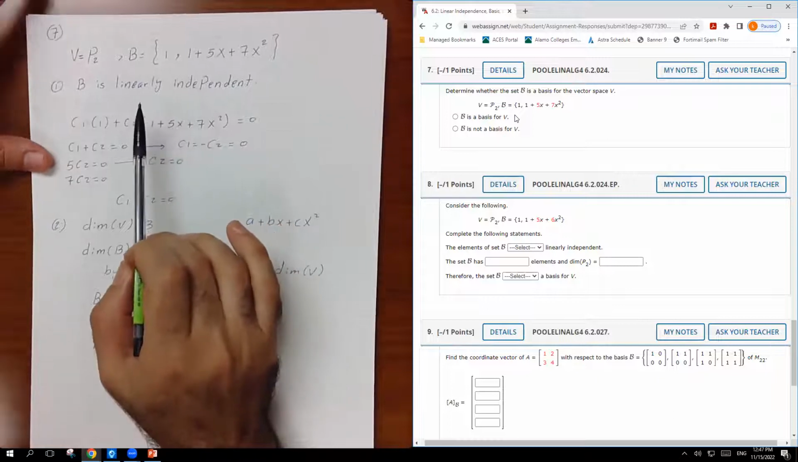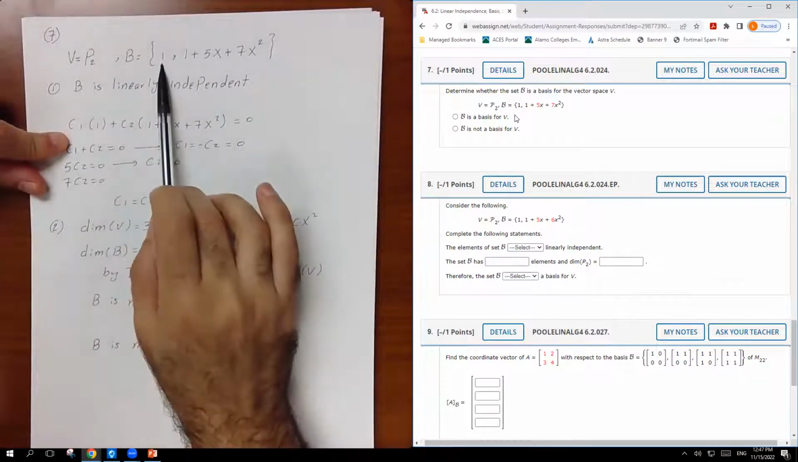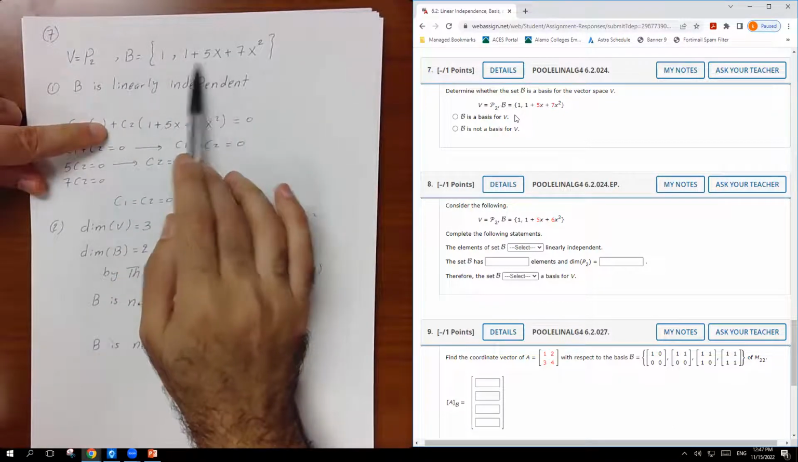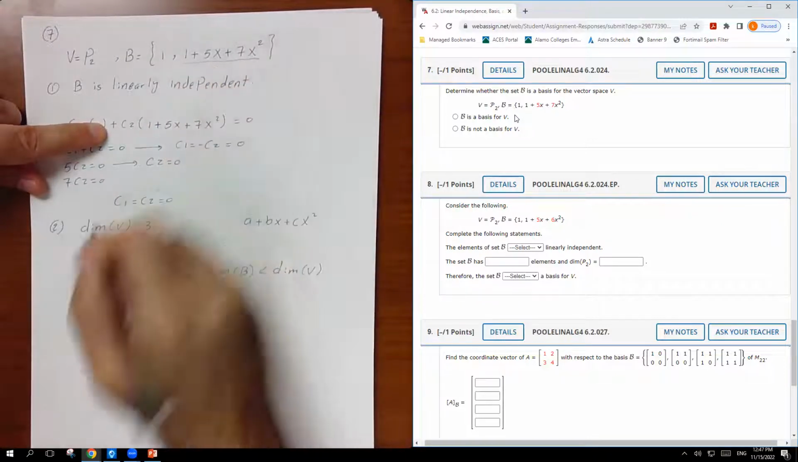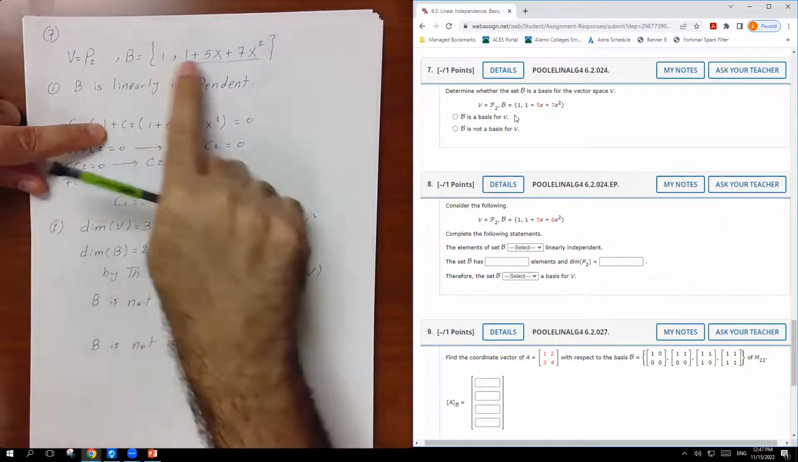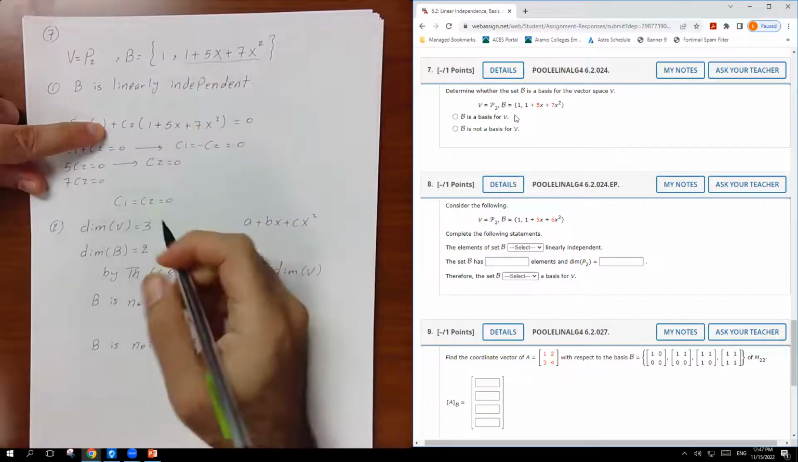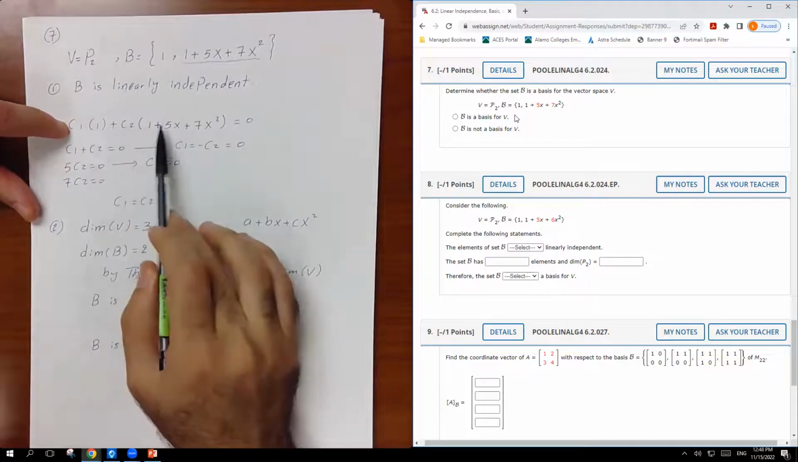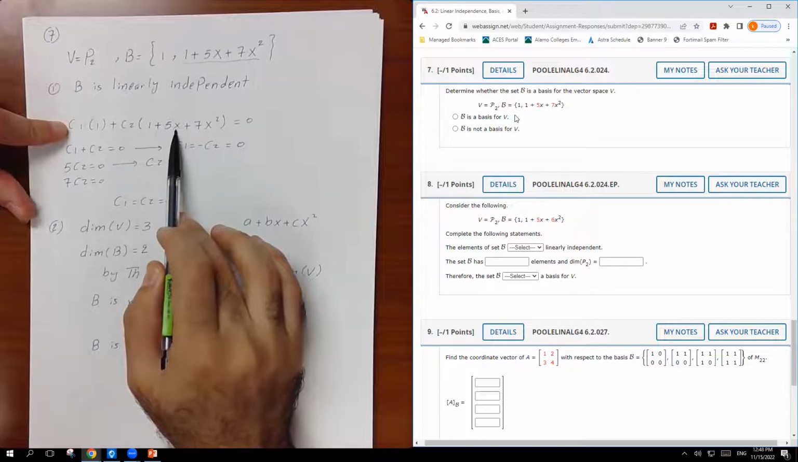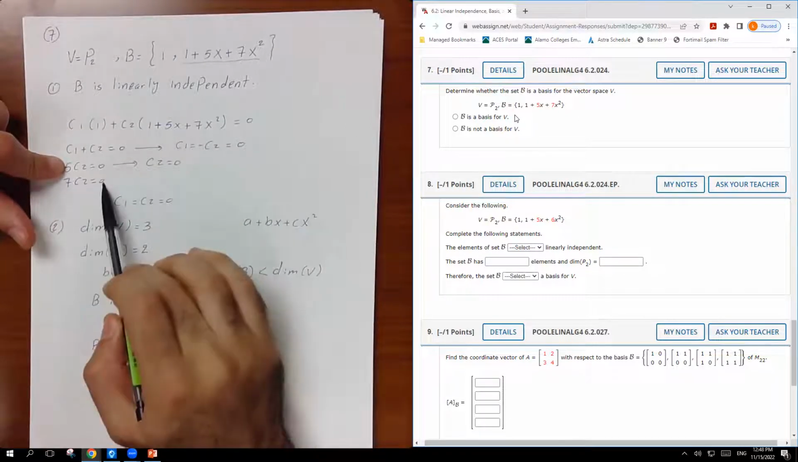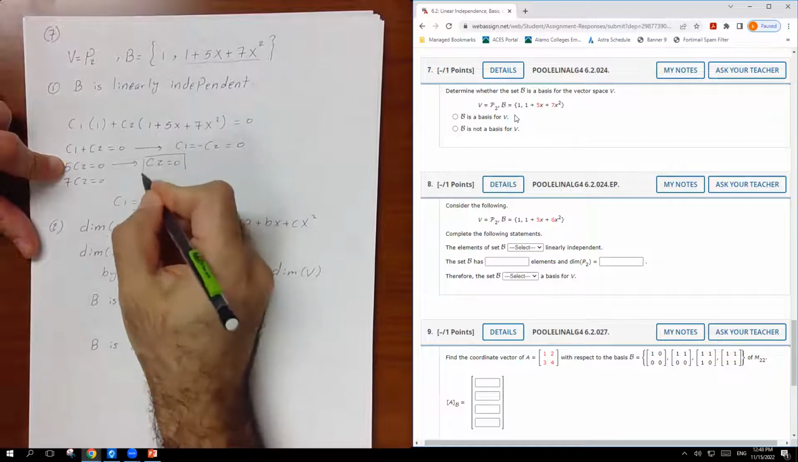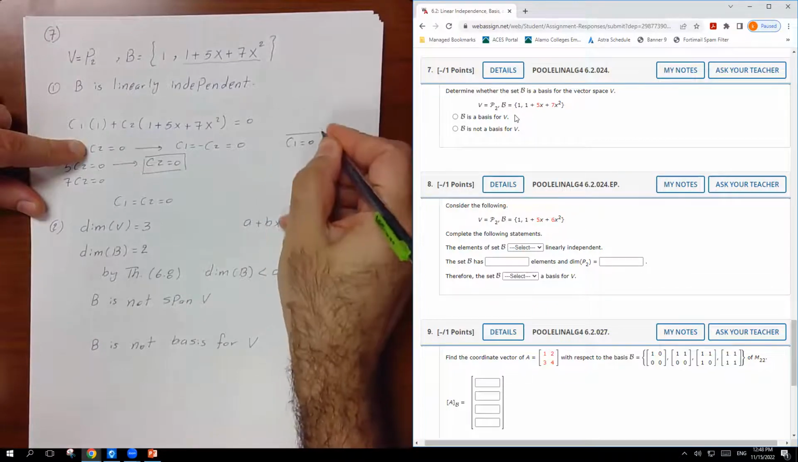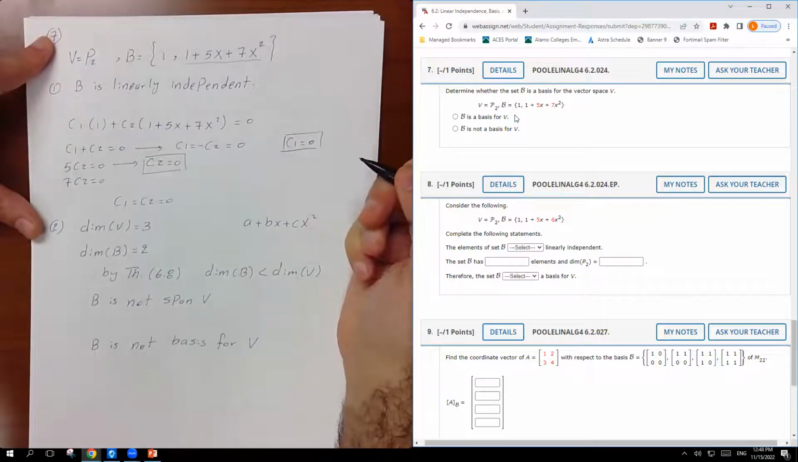Let's check that. C1 with the first element here in B, plus C2 with the second one. So be careful, this is only one part, because this is a polynomial and this is also a polynomial. Now it's going to be C1 plus C2 equals 0, and C1 now it's 0, 5C1, 5C2 equals 0, and 7C2 equals 0. That means C2 equals 0. Plugging in the first one, you're going to get C1 equals 0. So that means this is linearly independent.